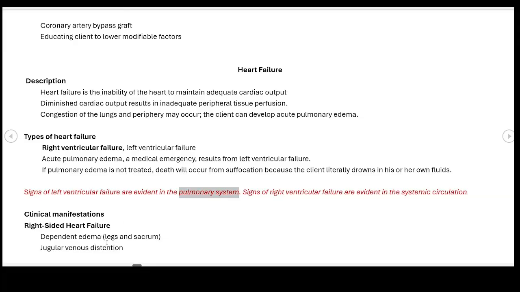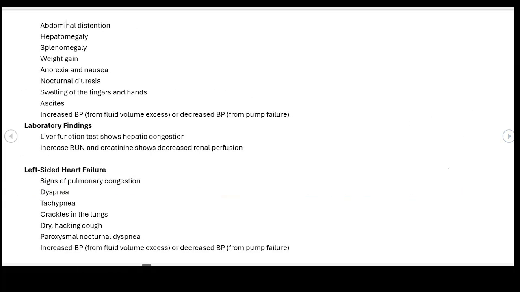So what are the clinical manifestations of right-sided heart failure? Let's talk about this. Again, we talk about edema in the legs and the sacrum, and jugular vein distension. So you can see that everything is swollen apart from the lungs. Then abdominal distension. Fluid that is coming from the abdomen going to the heart will have to stay where it is. Hepatomegaly. The spleen will also be enlarged, and that's what we call splenomegaly. There'll be weight gain because the fluid is staying in the person, it's not flowing at all. Anorexia and nausea. They can't eat anymore. They'll be nauseated, which is GI.